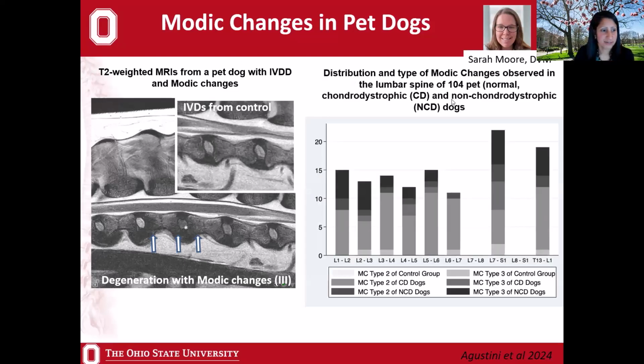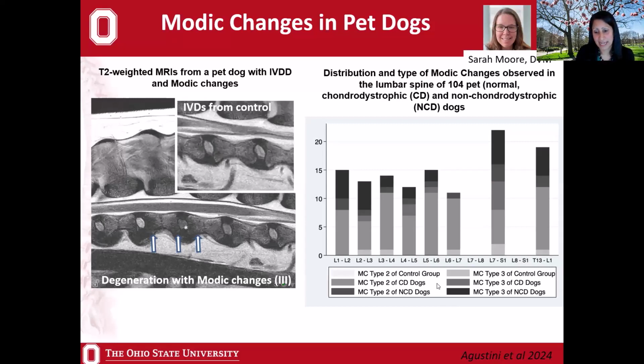So we looked at 104 pet dogs. We had healthy, normal dogs, we had our chondrodystrophic dogs, but we also had non-chondrodystrophic dogs. Non-chondrodystrophic dogs differ in that they typically don't develop back pain spontaneously. They develop it with age, and they retain a developmental cell called the notochordal cell. So there are subtle differences. We looked at the distribution of Modic changes within the different groups, looking at Modic type 2 and Modic type 3. Modic type 2 is more inflammatory, fatty marrow lesions, and type 3 is more sclerosis of the bone.